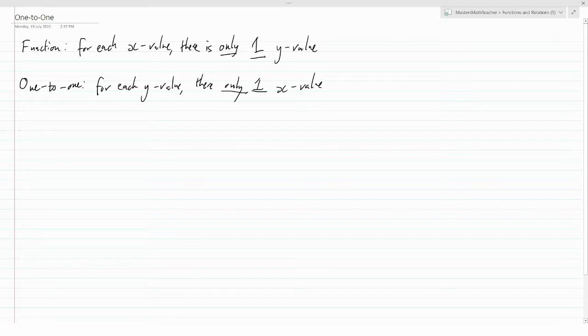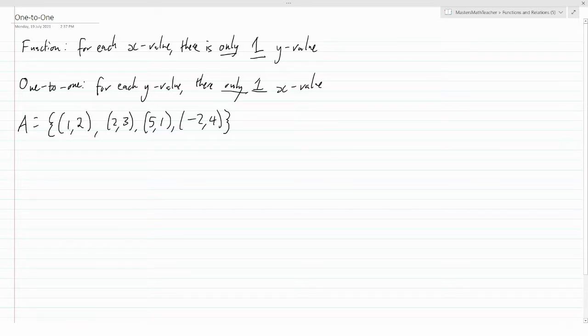So let's take a look at an example. So let's look at A. This is the same A, I'm pretty sure, that we used last time: we've got (1, 2), (2, 3), (5, 1), and (-2, 4). Without knowing whether this is a function or one-to-one, we can say this is a relation, because it's a set of ordered pairs.